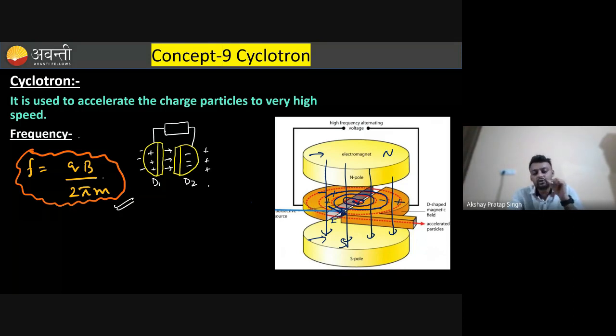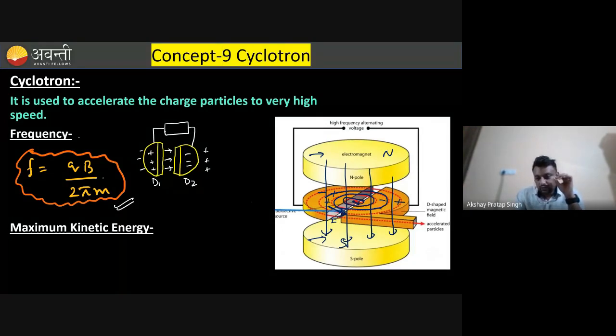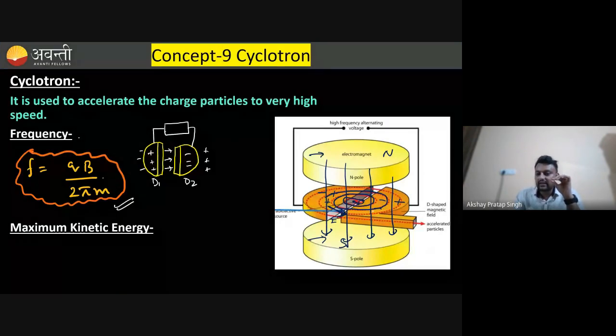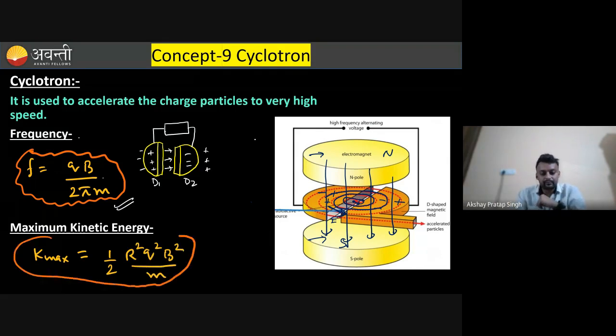Now, one more thing that you should remember. For example, the particle is moving in this circular path or in this spiral path, then it will gain some velocity. Velocity keeps on increasing. Then what will be the maximum kinetic energy that it can have? The relation for the maximum kinetic energy that you should remember is this one: half R squared Q squared B squared by m.